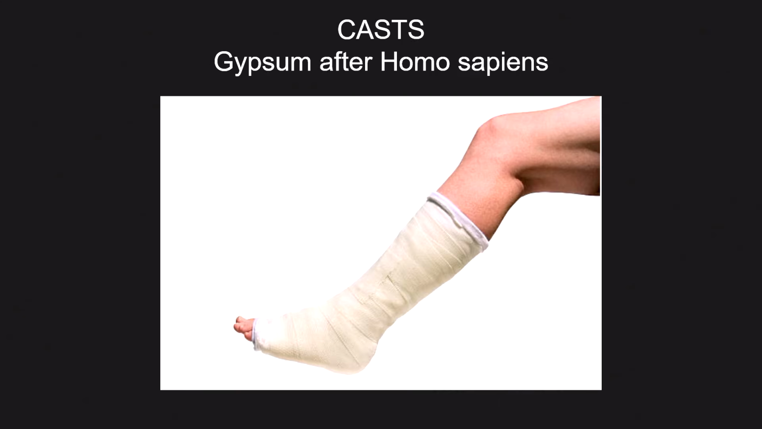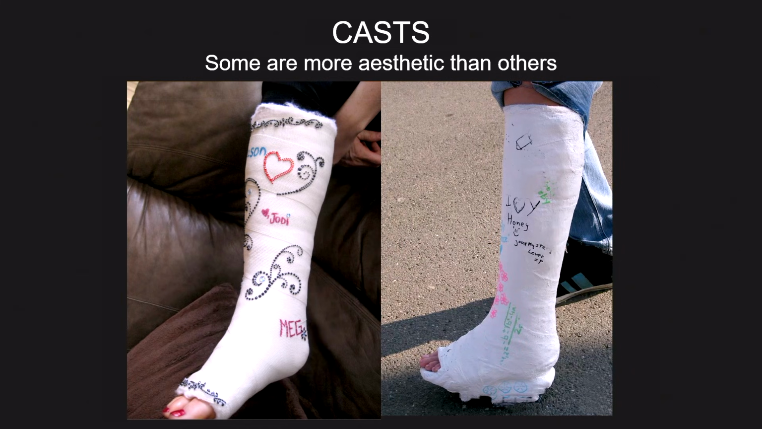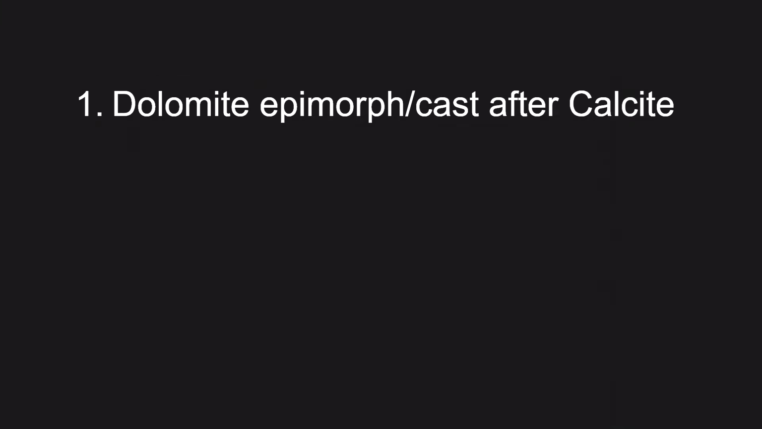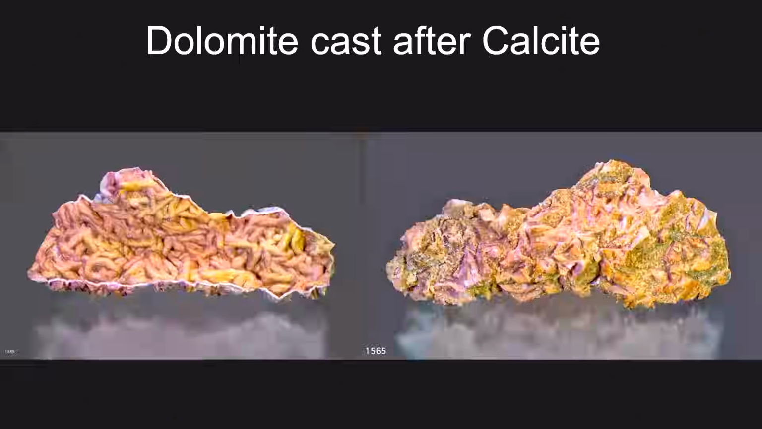Now we're going to talk about casts, or epimorphs. This is a cast that many of us have possessed at one time or another, gypsum after Homo sapiens. And as is often the case in the mineral world, there are some specimens that are more aesthetic than others. So dolomite casts, this is a category in itself. There is a wide variety of different dolomite casts that can be seen.